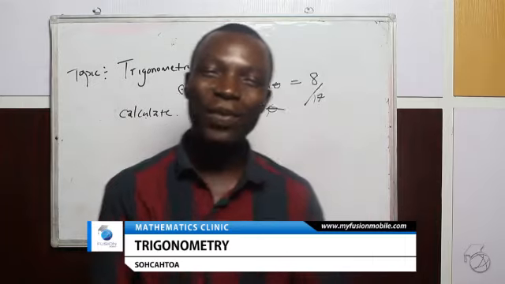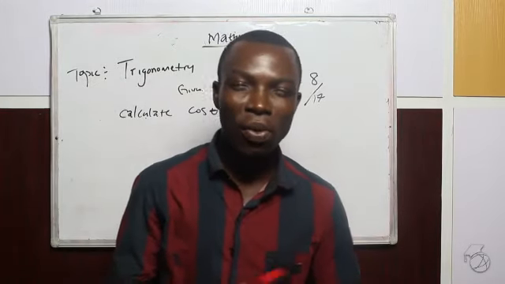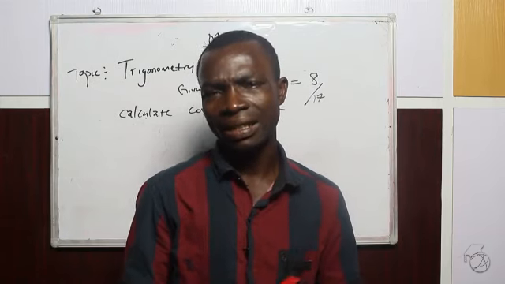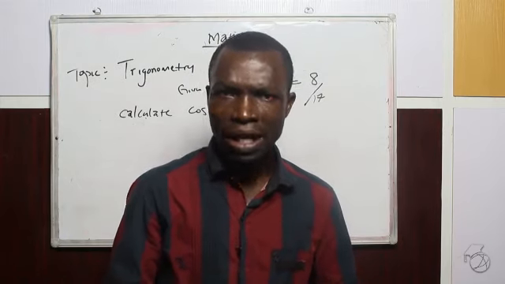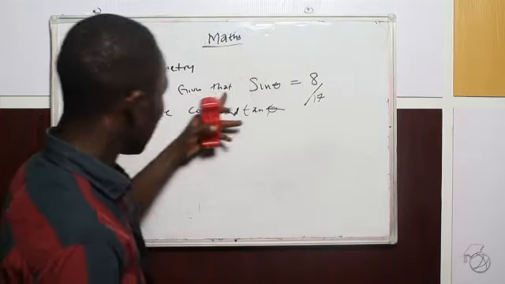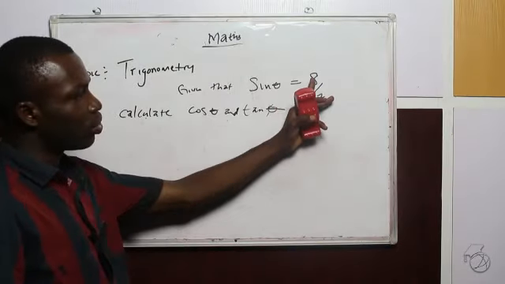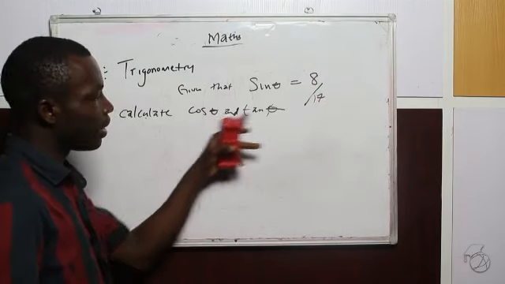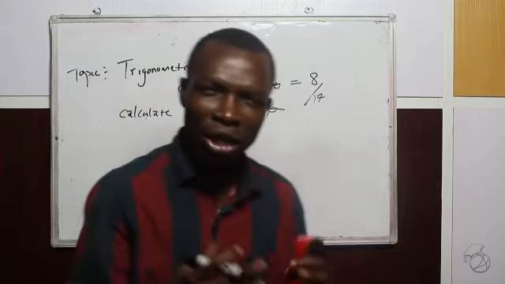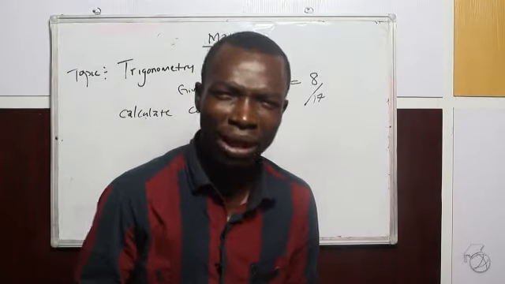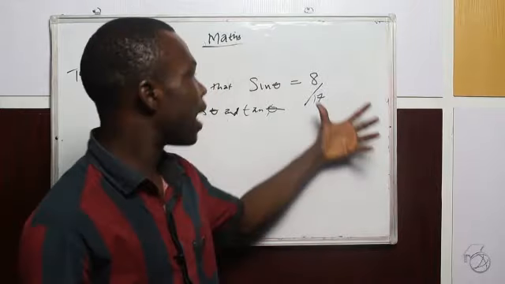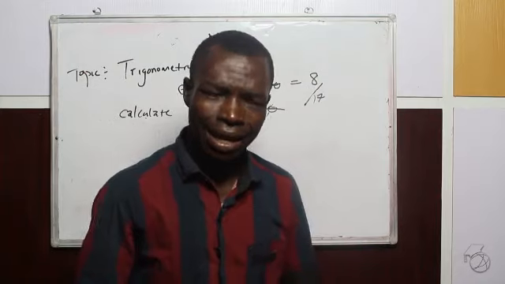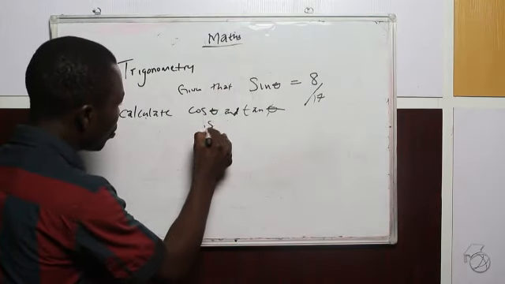Wow, I'm happy because you have gotten the answer. But I want us to use the idea of Pythagoras to find sides and also angles. Let's consider this example: given that sine theta is equal to 8 over 17, calculate cos theta and tan theta. The first thing we need to do is interpret sine theta. Sine theta is 8 over 17. This 8 over 17 means the side. Therefore, solution.